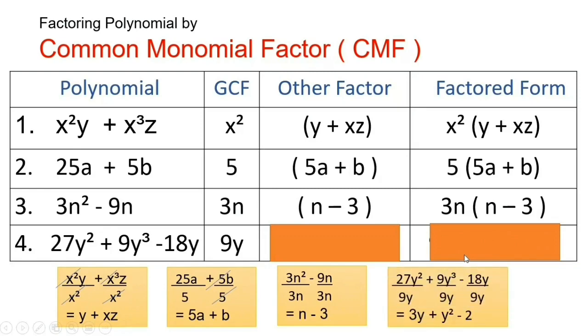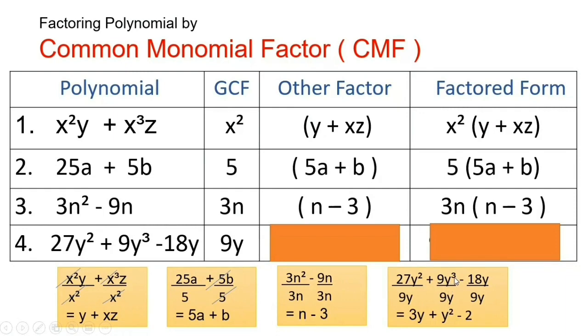Last one, we have 27y squared plus 9y cubed minus 18. So, isa-isahin lang natin. I-divide natin siya using GCF. So, we have 27 divided by 9 is equals to 3. Ito naman, 2 minus 1. So, may matitira pa tayo ditong y. So, i-bring down lang natin si y. Next naman, 9 divided by 9 is equals to 1. So, pwede na natin hindi isulat dito si 1.